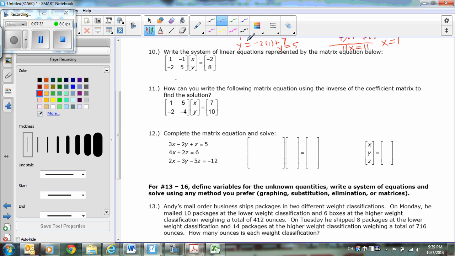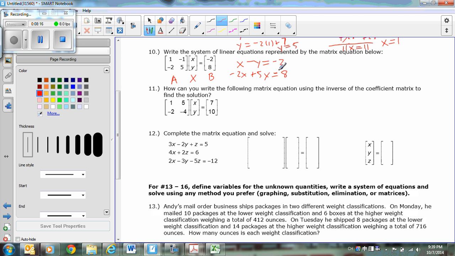It says, write the system of linear equations represented by the matrix equation below. Okay, now in this matrix equation, remember the first matrix is what we call our coefficient matrix. The second matrix is our variable matrix, and the matrix on the right side of the equal sign is your constant matrix. So, since these are coefficients of your first equation, our first equation would be 1x, or just x, minus 1y, or just y, is equal to the constant negative 2. And then our second equation would be negative 2x plus 5y is equal to 8.